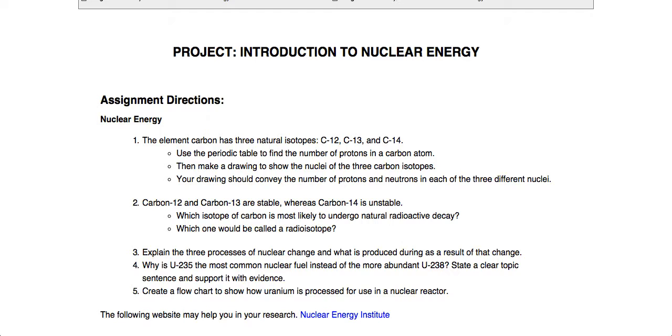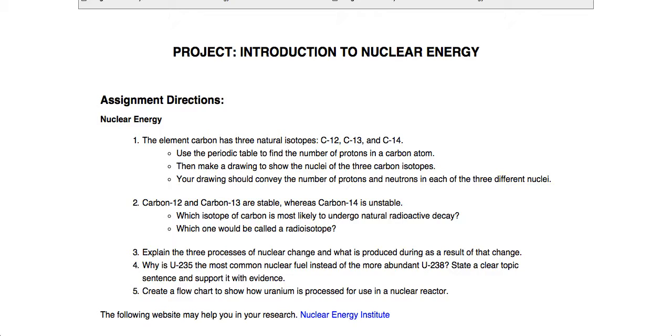Number 4, why is uranium 235 the most common nuclear fuel instead of the more abundant U-238? Again, the lesson gives you an outline of the types of nuclear fuel, both 235 and 238. What I'm looking for is a topic sentence on why 235 is more common, and then support it with the evidence that is in the lesson. If you choose to go outside of the lesson and do research at the Nuclear Energy Institute, please make sure you cite that and support that in there.